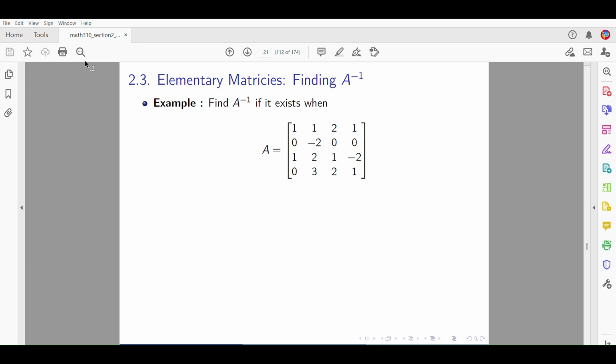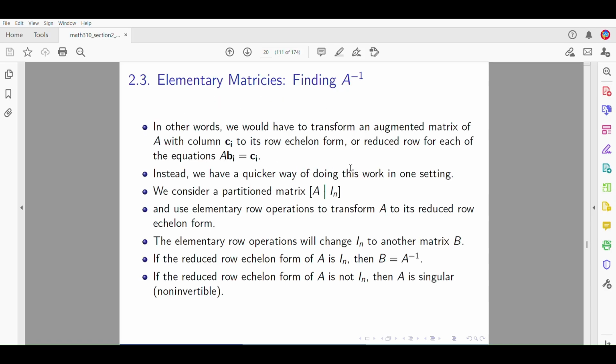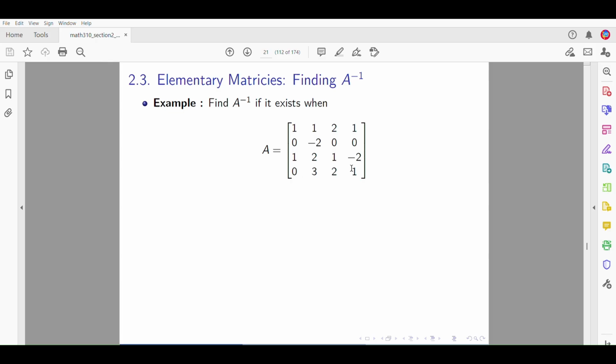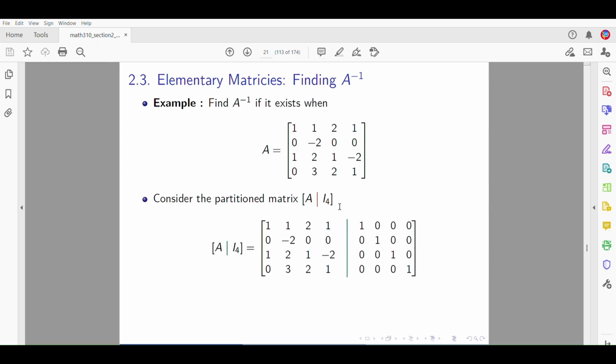Welcome back. Here is an example of how you would find A inverse if it exists. A is given here. So remember the previous theorem? Build a partitioned matrix, or an augmented matrix, with the right hand side completely of the identity. We are 4 by 4, so consider the partitioned matrix A and the identity 4 by 4 on the right hand side.